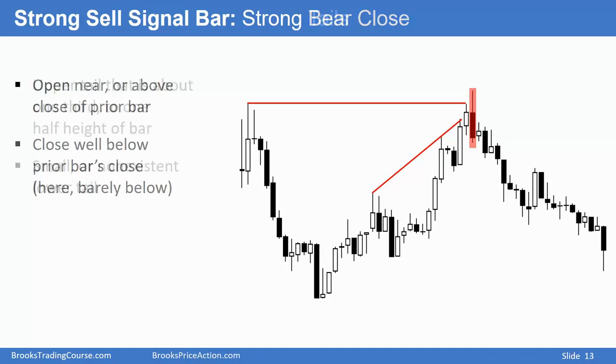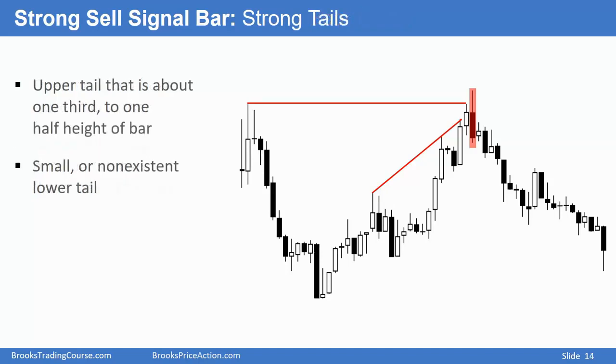You want the bar to be closing on its low. Ideally, you want the tail on top to be about 1/3 to 1/2 of the height of the bar. Again, these perfect bars are rare, so don't wait for them. But when you see them, they have a higher probability of leading to a profitable trade when the context is good.